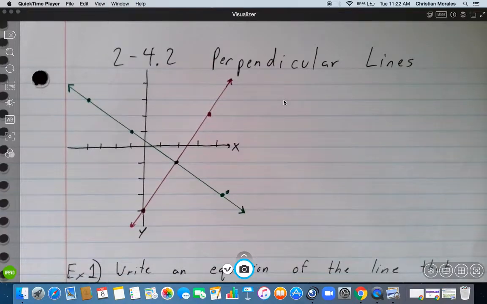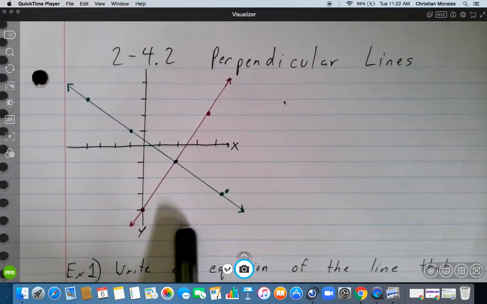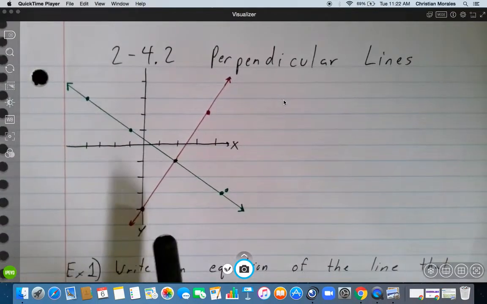Lesson 2-4, Perpendicular Lines, Part 2. So last time we talked about parallel, now let's talk about perpendicular. So I drew for you an example of what perpendicular looks like. So let's talk about what this is.